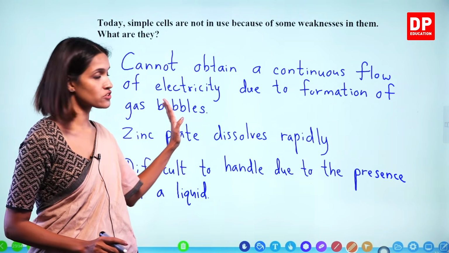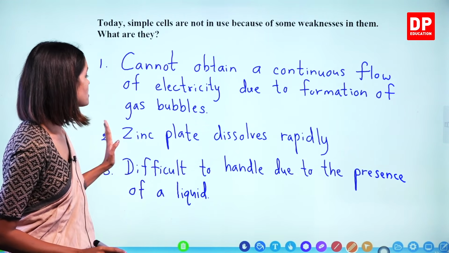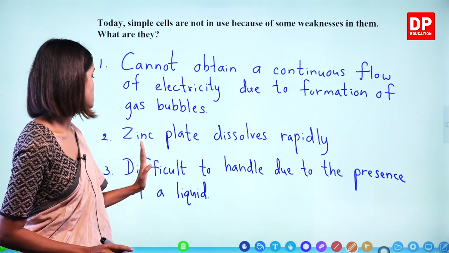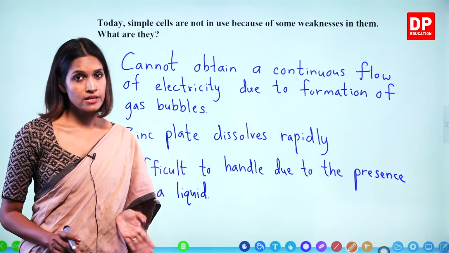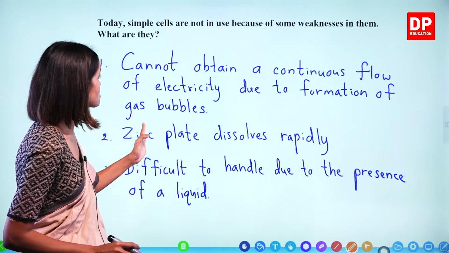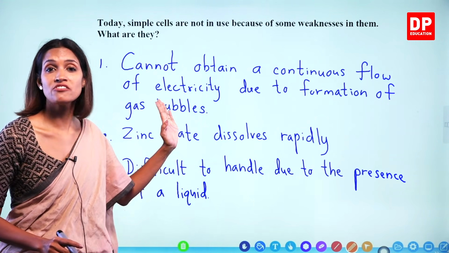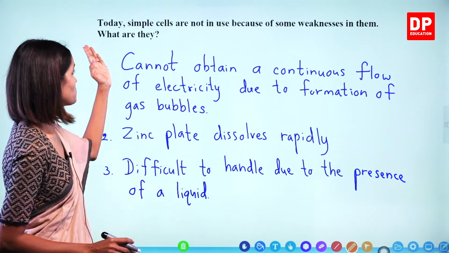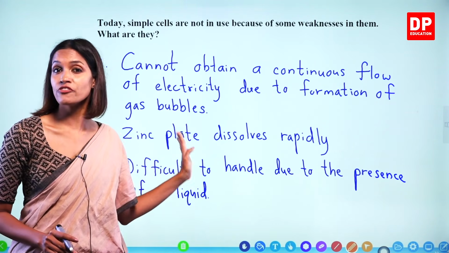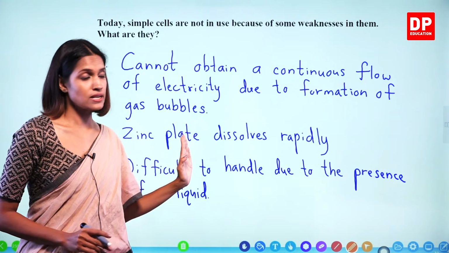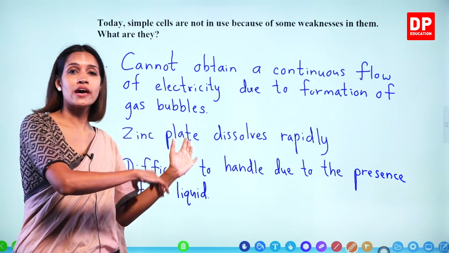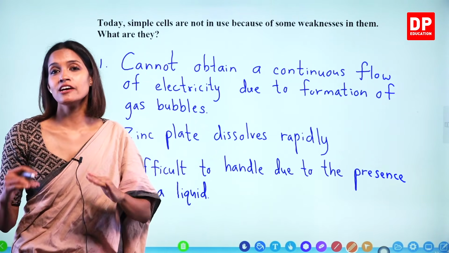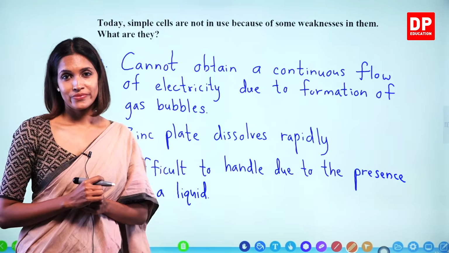Zinc plate dissolves rapidly. Difficult to handle due to the presence of a liquid. These are the weaknesses of simple cells. Because of these weaknesses, we can't use it. Now, these simple cells are not in use because of these weaknesses, right? That is why nowadays we have switched to dry cells and other cells.